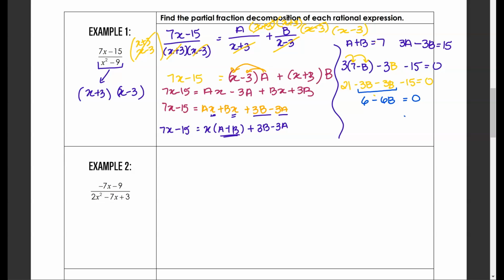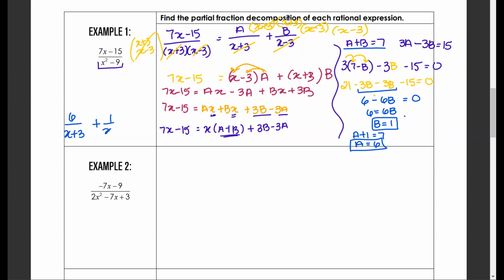So now we can move the 6b over, so we'll end up with 6 equaling 6b, which therefore tells us that b is equal to 1. Once we know what b is, we're going to go back and find out what a is, so we can plug it back in. Let's go ahead and use this one right here. So we're going to have a plus 1 equals 7, so therefore a must equal 6. And so that's our answer there. So it means that our fraction broken up turns into 6 over x plus 3 plus 1 over x minus 3.